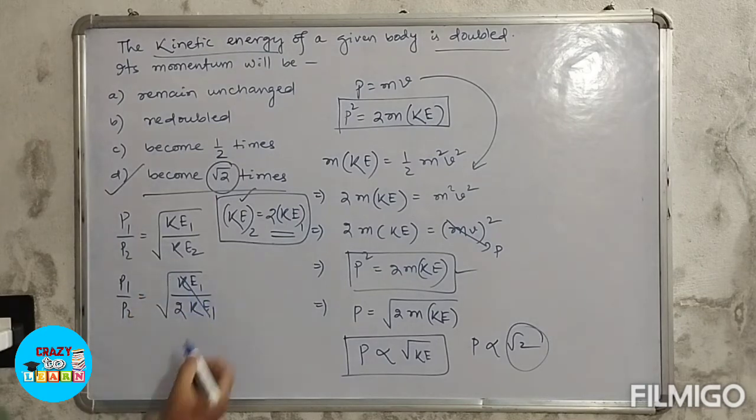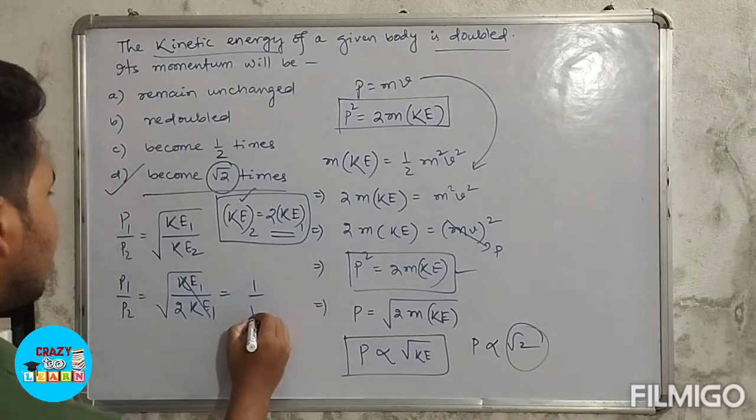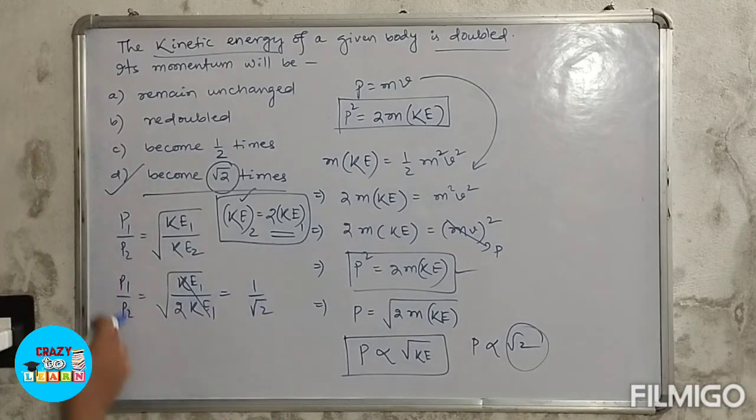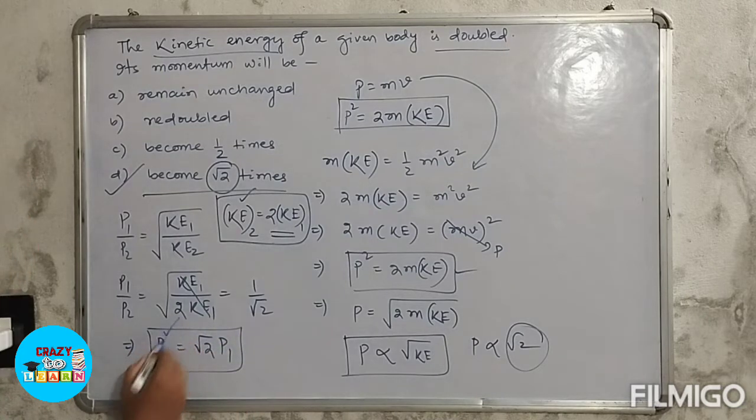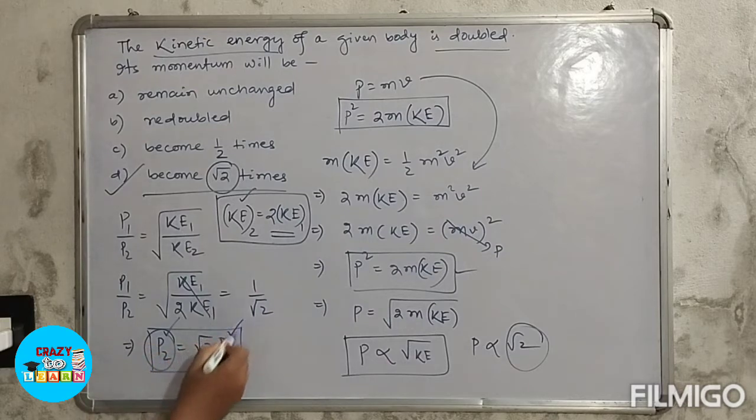So if you cancel it out, we will get 1 by root 2. So if you cross multiply, what will you get? P2 is equal to root 2 P1. That means P2 is the new momentum, the momentum in the second case. So the new momentum will be root 2 times the first momentum, that means the previous case. So which was the answer? Become root 2 times. Option D is your correct answer. Clear?